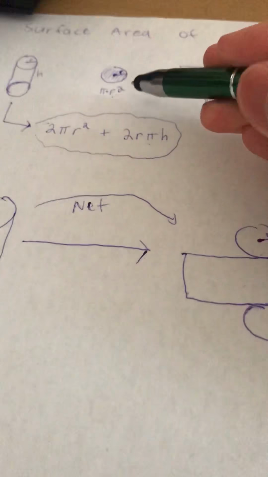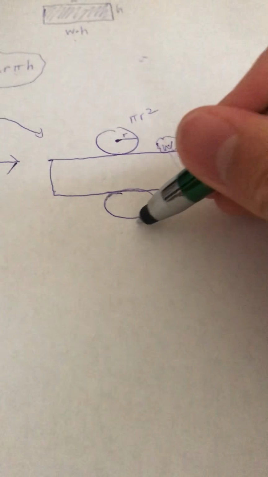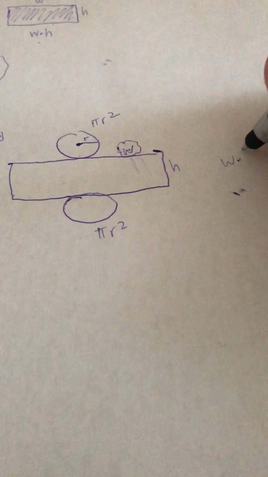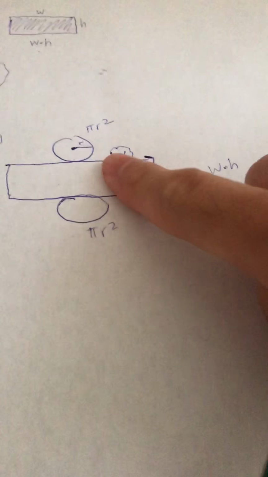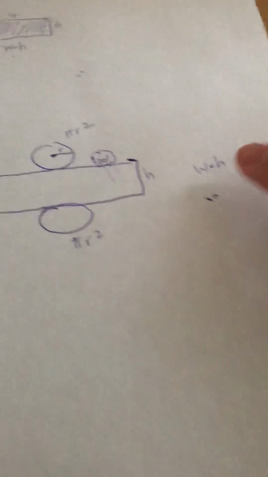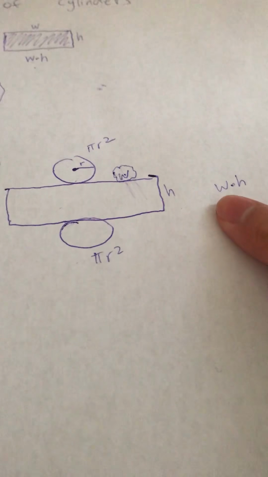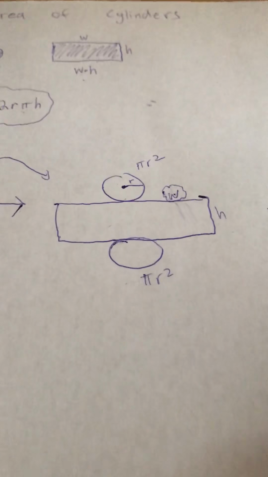So, to find the area of the components, the area of this circle would be pi r squared, as we saw over here. The area of this circle is also pi r squared. And the area of this rectangle is width times height. But like I said, they're not going to give you this width. And the way you're going to have to find out what the width is with what they do give you is, well, I'm not going to just tell you it.